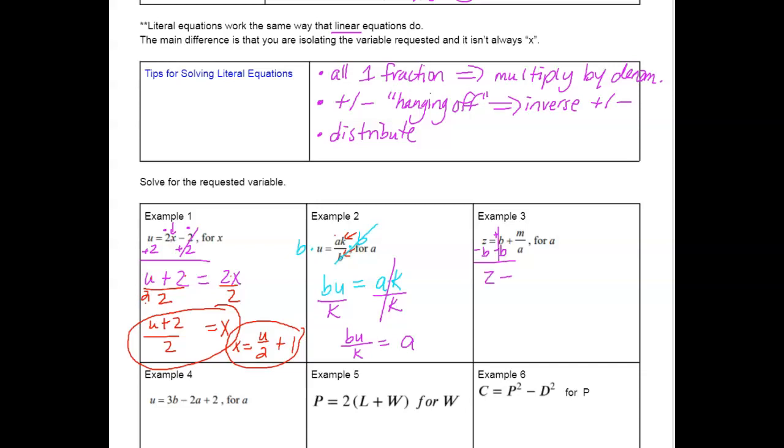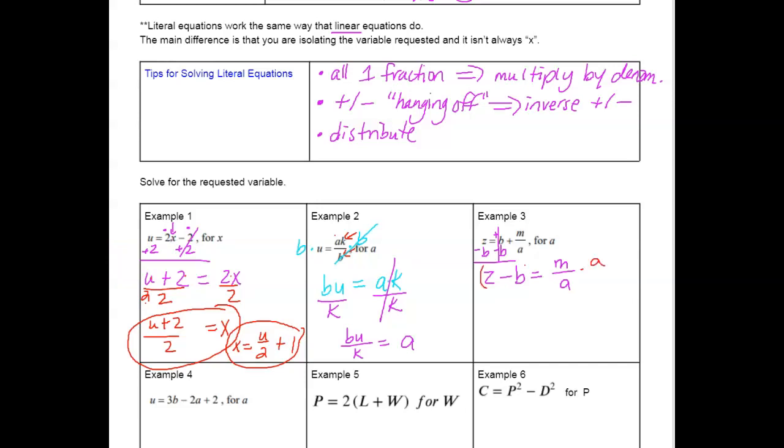So z minus b. You could have also had negative b plus c, but I think most students write it like this, equals m divided by a. Now you have 2 choices. I can multiply both sides by a, which is what I'll do, because I think that's what a lot of students will do.